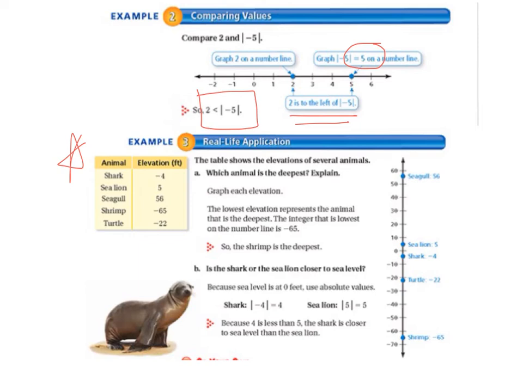So we're going to graph each elevation, and usually when we do elevations we use a vertical number line. The lowest elevation represents the animal that is the deepest. The integer that is lowest on the number line is negative 65. That's the shrimp.